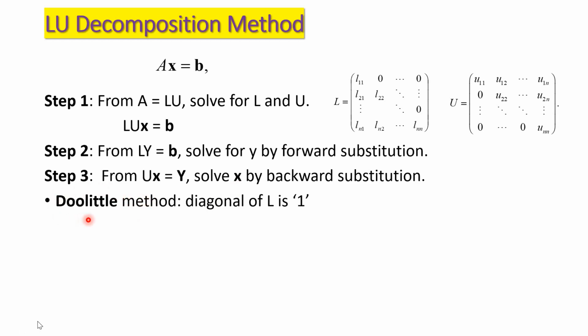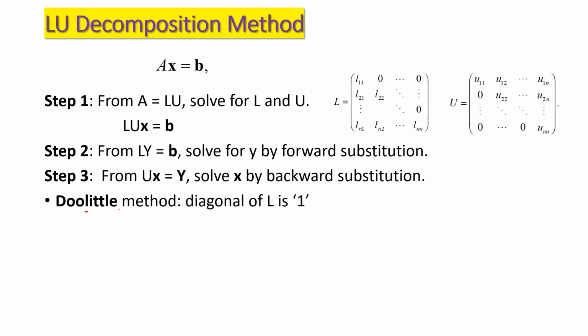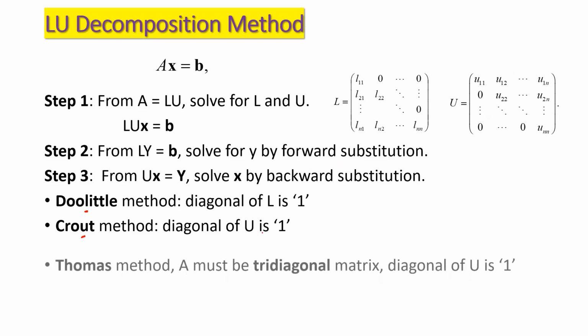The first type is Doolittle method. The difference is the Doolittle, you have L here, so the diagonal of L is actually 1. In the lower triangular matrix, the diagonal is 1. Okay, Crout is actually diagonal of U. Crout, we have U, so diagonal of U is 1.